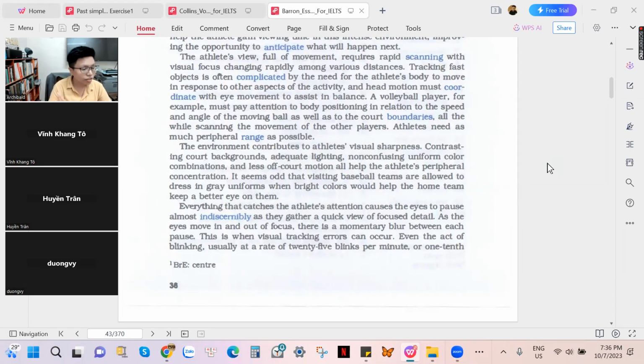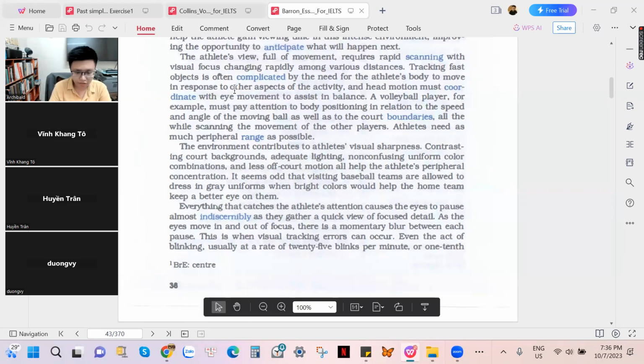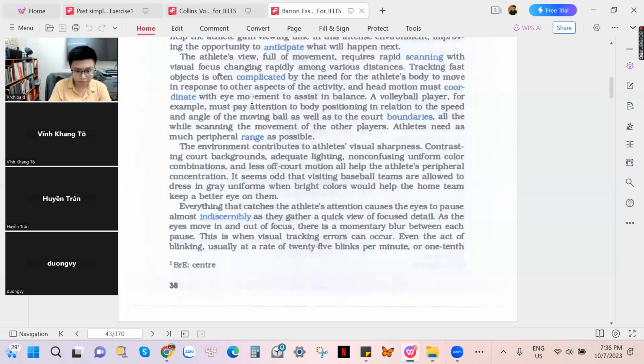As we see on the screen, we are going to study the third paragraph and the fourth paragraph, and when we have enough time, even if we are tired, we will continue to study the fifth paragraph if we have enough time. Here, let's look at the third paragraph. This is the third one.